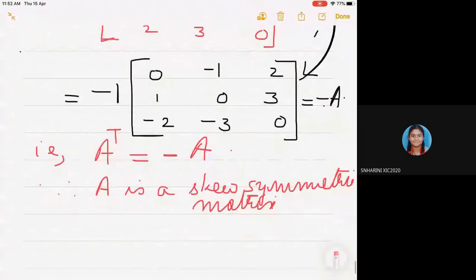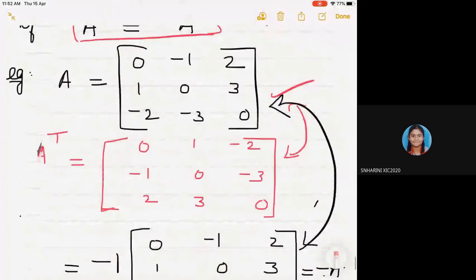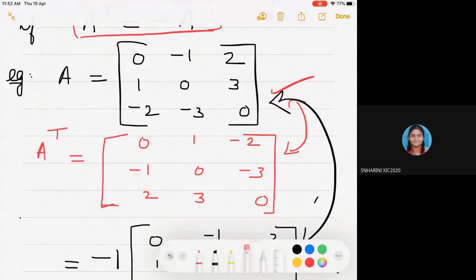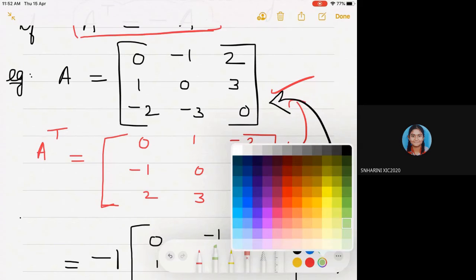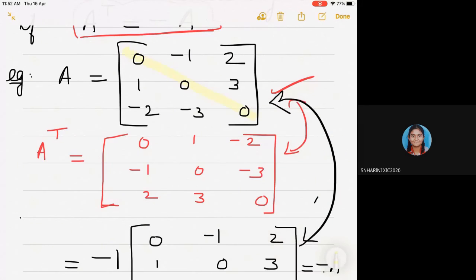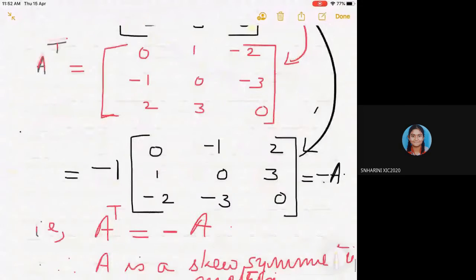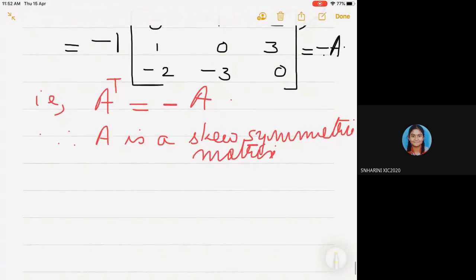Now you just notice that for every skew symmetric matrix, these diagonal elements are always 0. Why is it so? Just see the diagonal elements as 0. Whenever A transpose and minus A are equal, it automatically makes the diagonal elements 0.